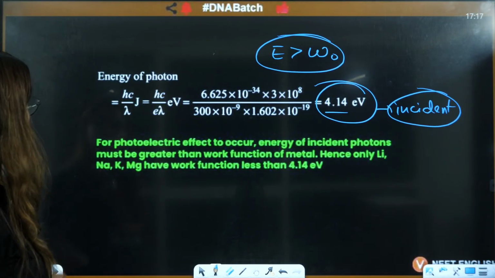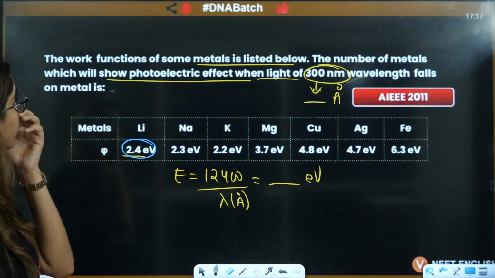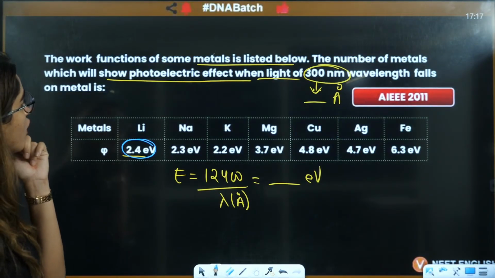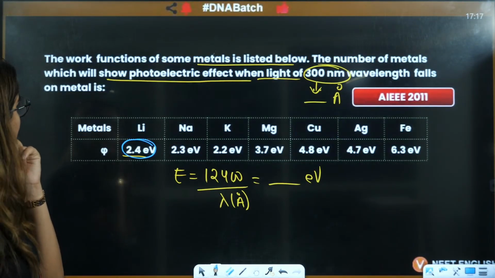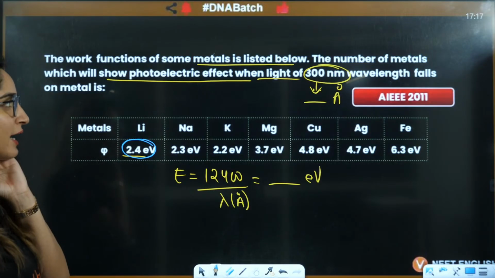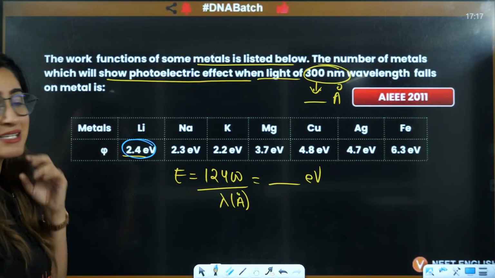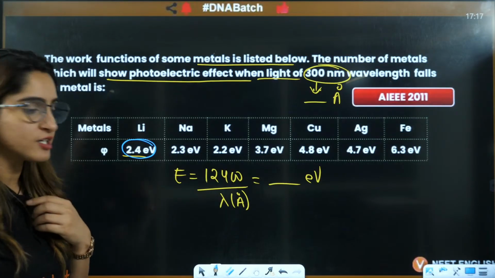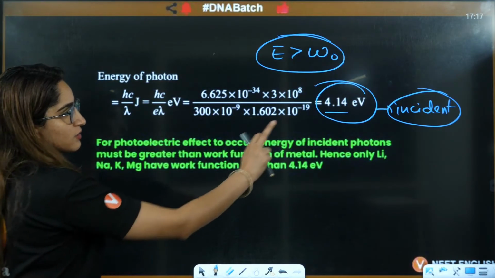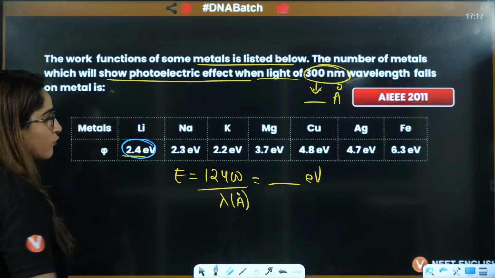This is the energy of the photon. The number of metals which will show the photoelectric effect when light of this wavelength falls on the metal. So this is the incident light only, which means this is the energy of the incoming light. So the energy should be greater than the work function.